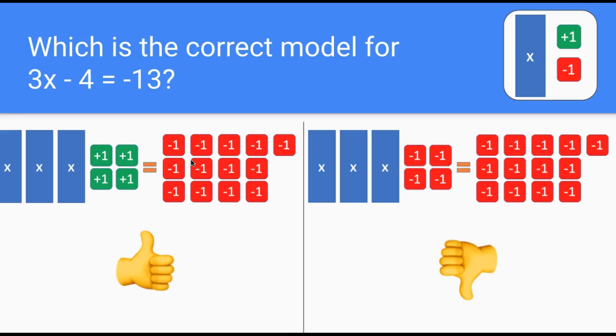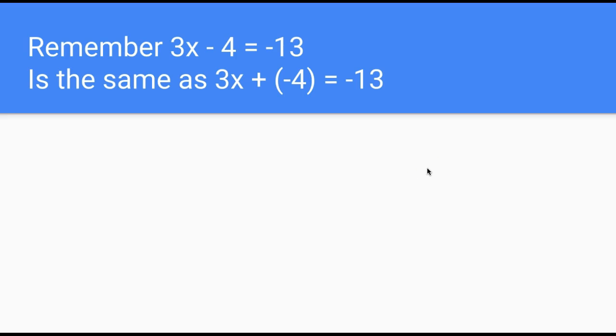All right, so take a quick second. Which one of these is the correct model for this equation? I hope you picked this one. Let's take a look at it. Just a reminder that 3x minus 4 equals -13 is the same as 3x plus -4 equals -13.